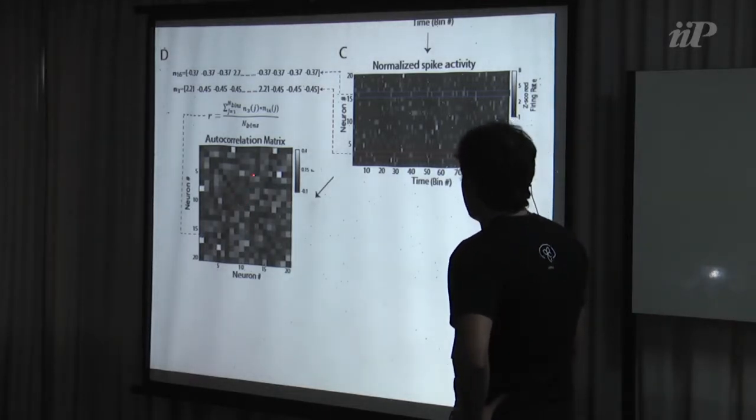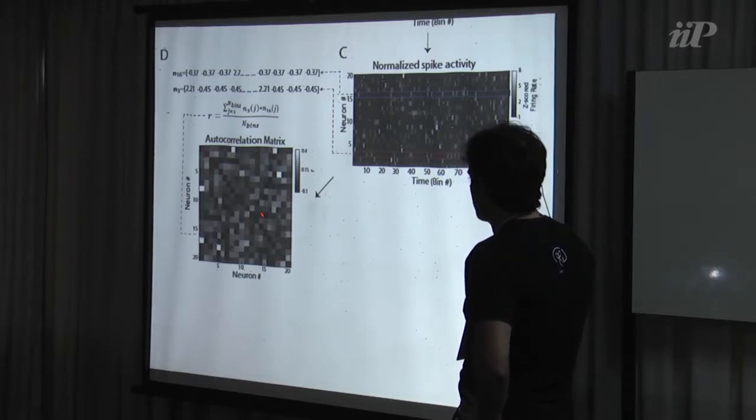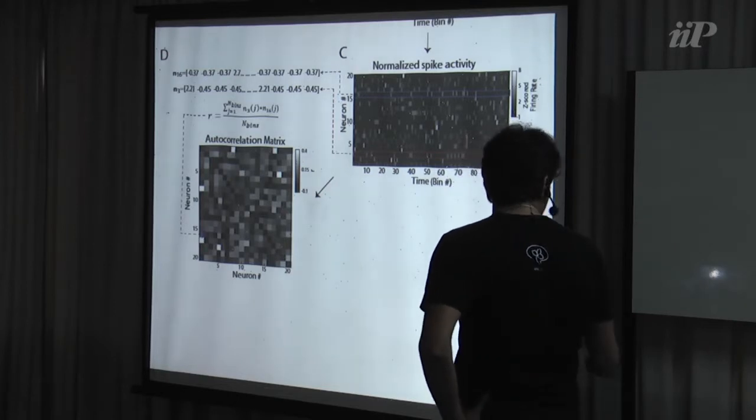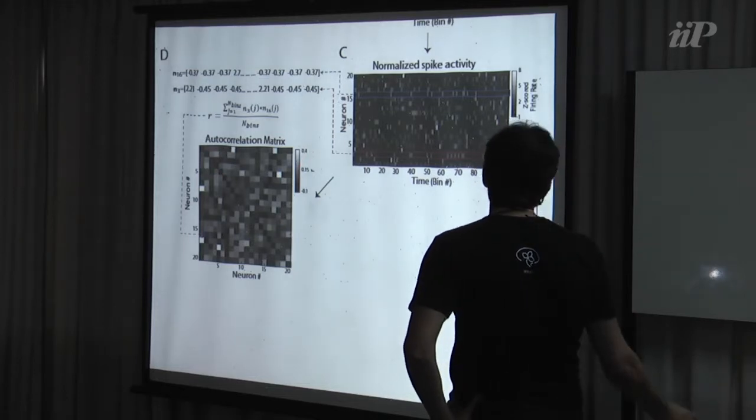So I come out with this, and I can see that some neurons are correlated with others. This one is correlated with these ones, others are not. Of course, a neuron is very correlated with itself, but we set this to 0 just so we can see the others, because otherwise the main diagonal would be 1. So this is my autocorrelation matrix, and it's just indicating the level of correlation between different neurons.